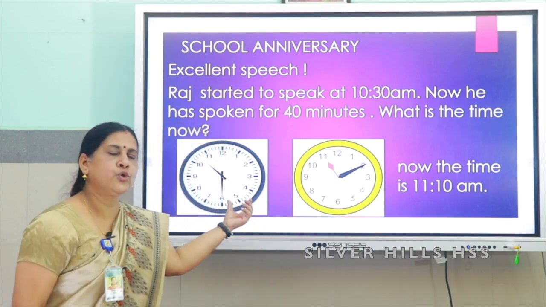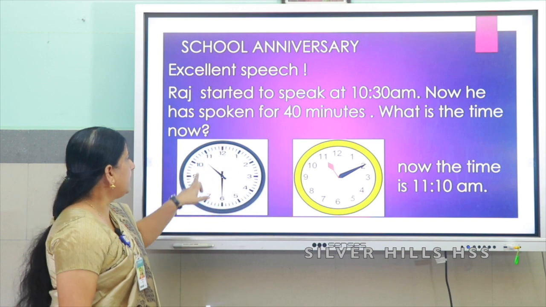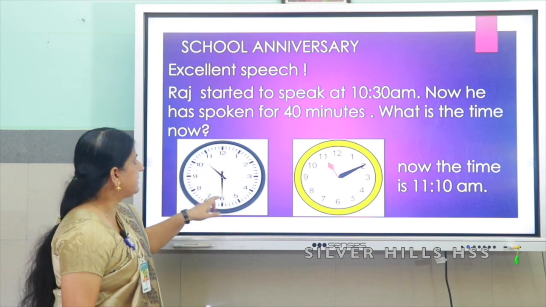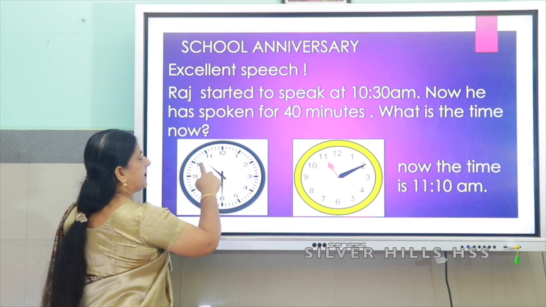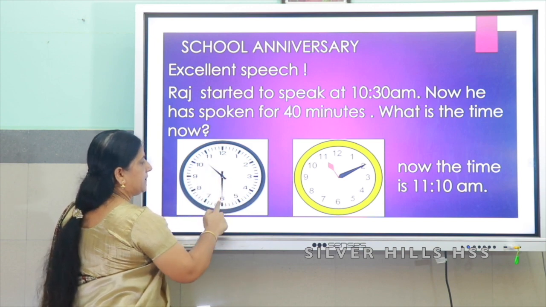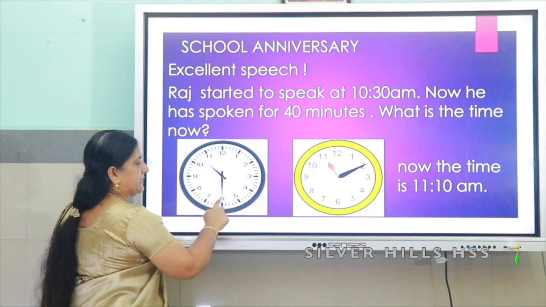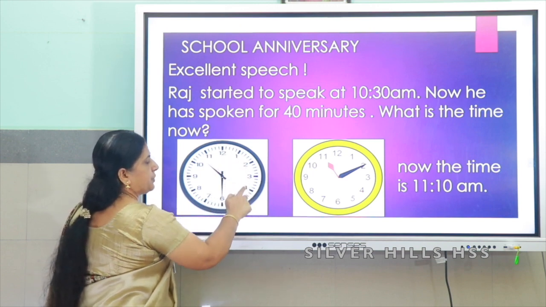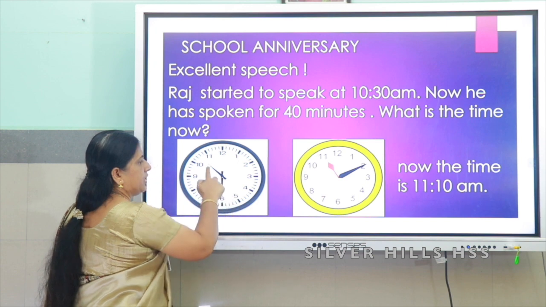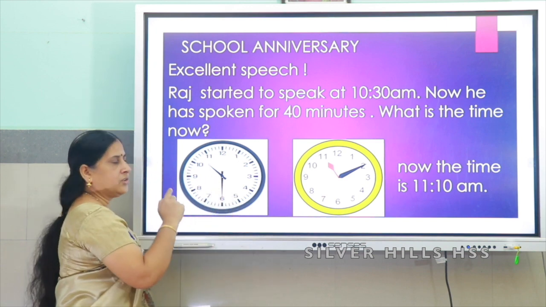So you can see two clocks here. Now in this clock the time is 10:30. The hour needle is in between 10 and 11 and the minute needle is at 6. That means 30. From here when we count 5, 10, 15, 20, 25, 30. So the time is 10:30.